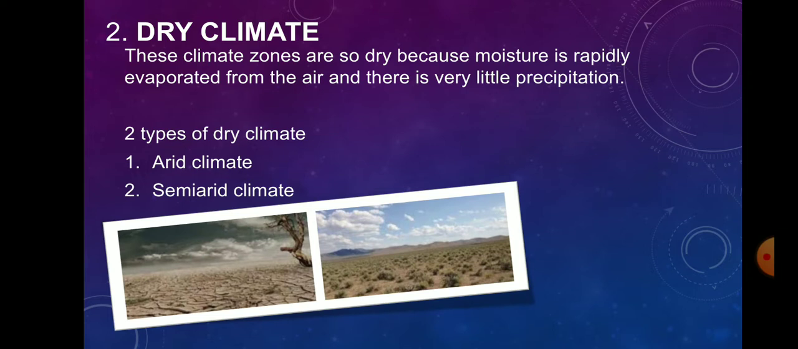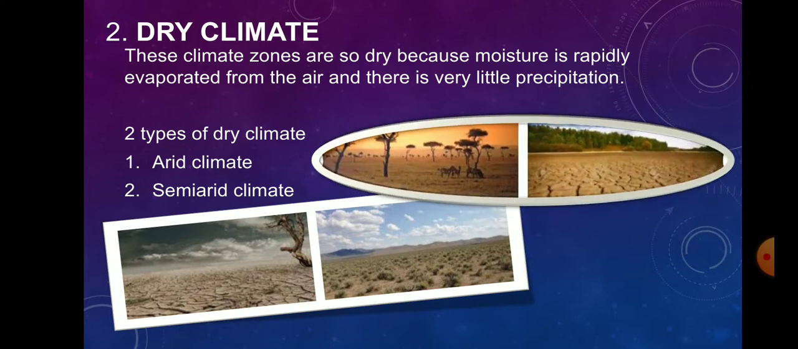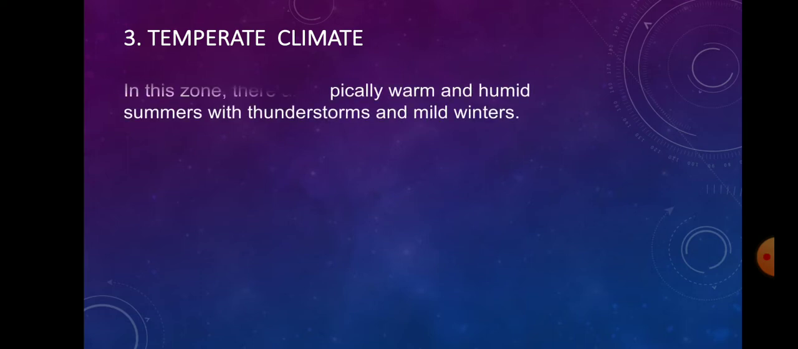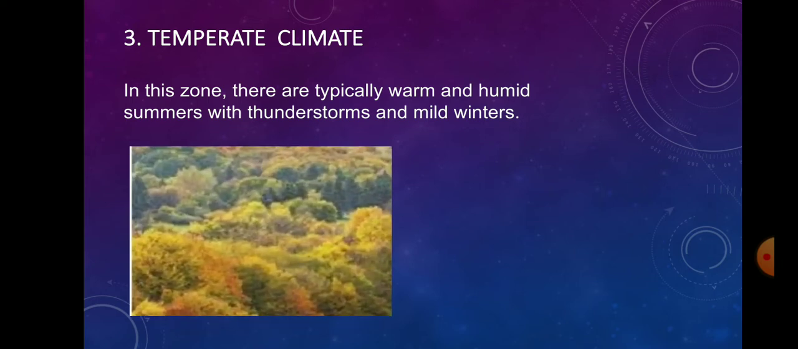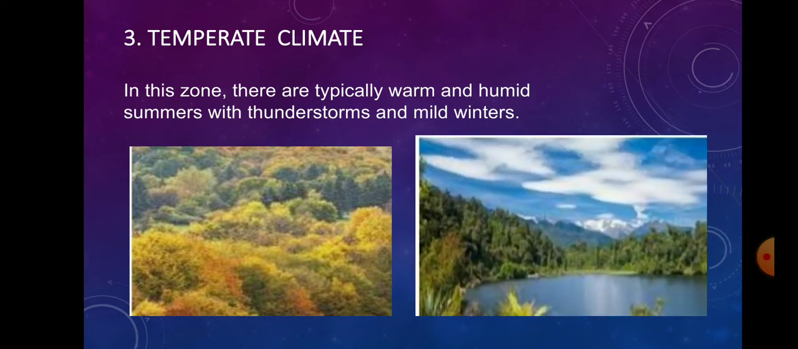Let's proceed to the third type of climate, which is temperate climate. In this zone, there are typically warm and humid summers with thunderstorms, and mild winters. This type of climate is influenced mostly by latitude and the region's position on the continent.